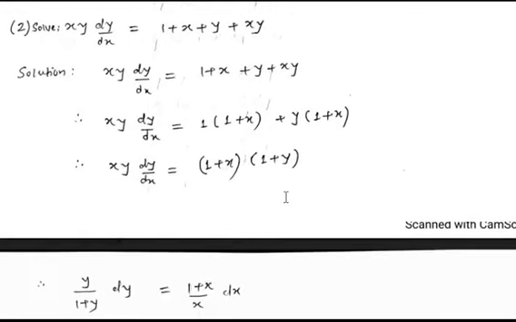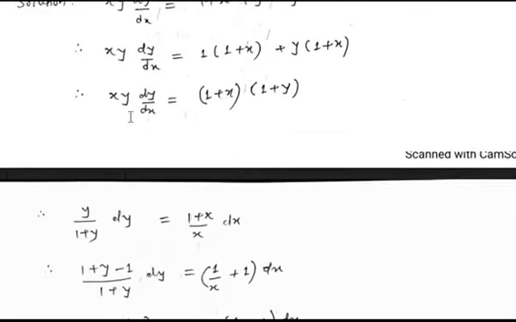Now separating the terms of x and y. So x as it is, 1 plus x as it is, and divide 1 plus x by x, and move this dx towards the right hand side, and this y as it is, and then divide this y by 1 plus y and dy as it is. So this is nothing but a variable separable form. You have to write down the function of y with dy and the function of x with dx.